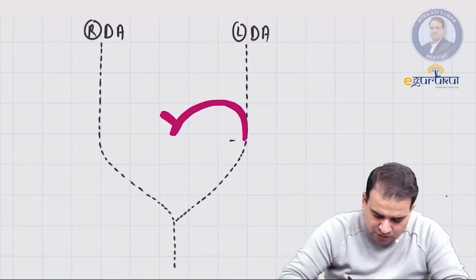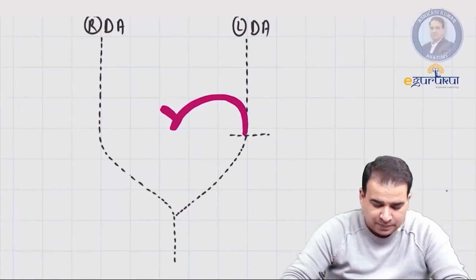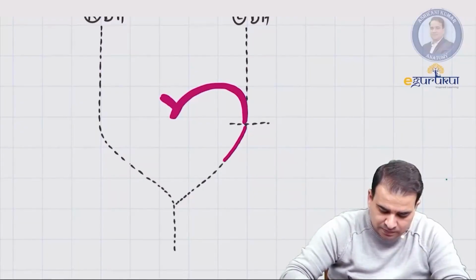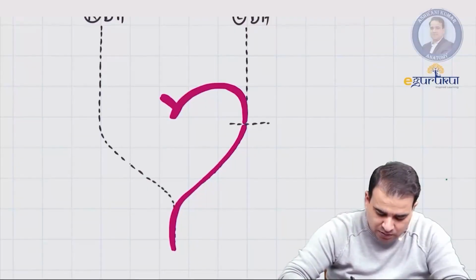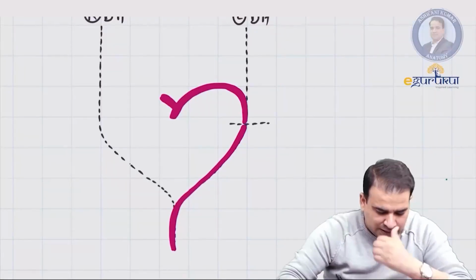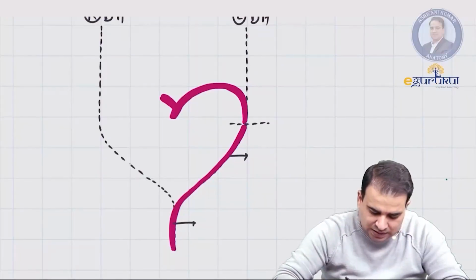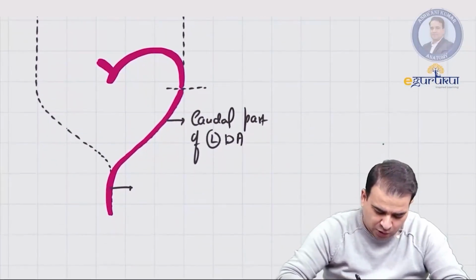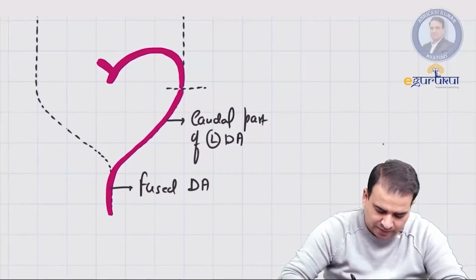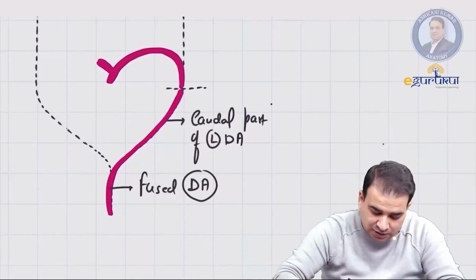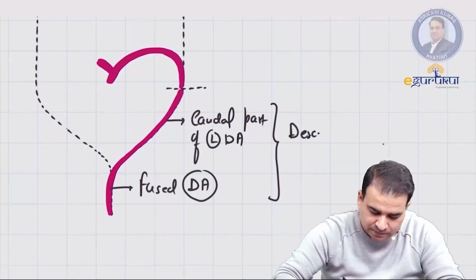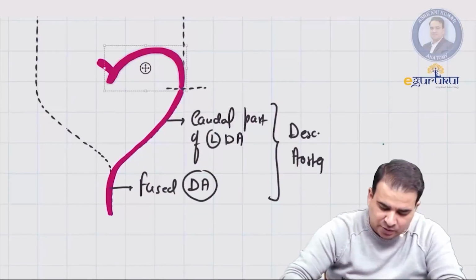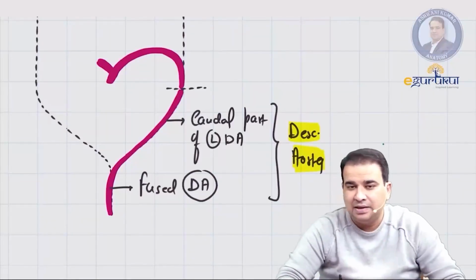We already discussed that. Now let me put this demarcating line to the arch of aorta. Guys, if till this point it is arch of aorta, below the arch of aorta obviously that will be the descending aorta. So this picture gives me an idea about the descending aorta, thoracic as well as abdominal. This descending aorta will be derived from what? Number one is this and number two is this. That is the caudal part of the left dorsal aorta, and also the fused dorsal aortae of both sides. They together will give rise to the descending aorta.